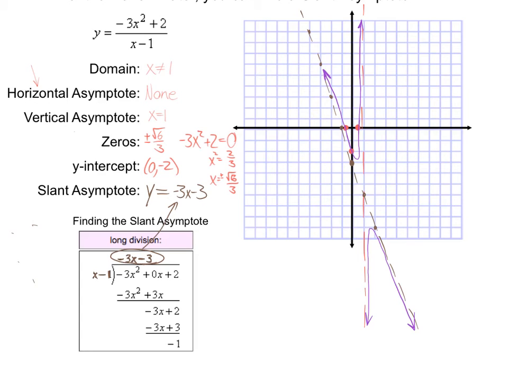So this is how we would graph one. It doesn't have a horizontal asymptote, but it does have a slant asymptote. Kind of cool looking graphs.